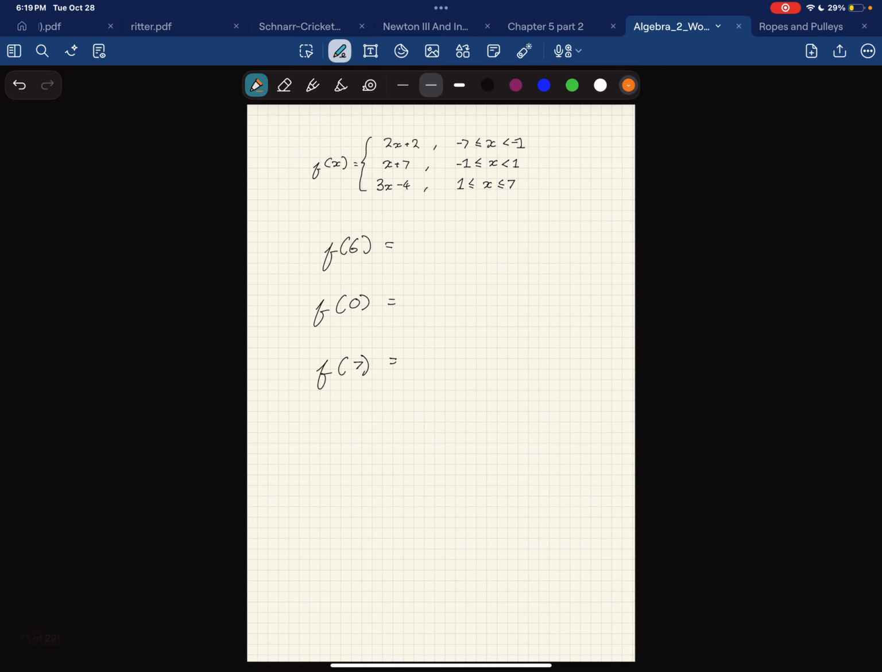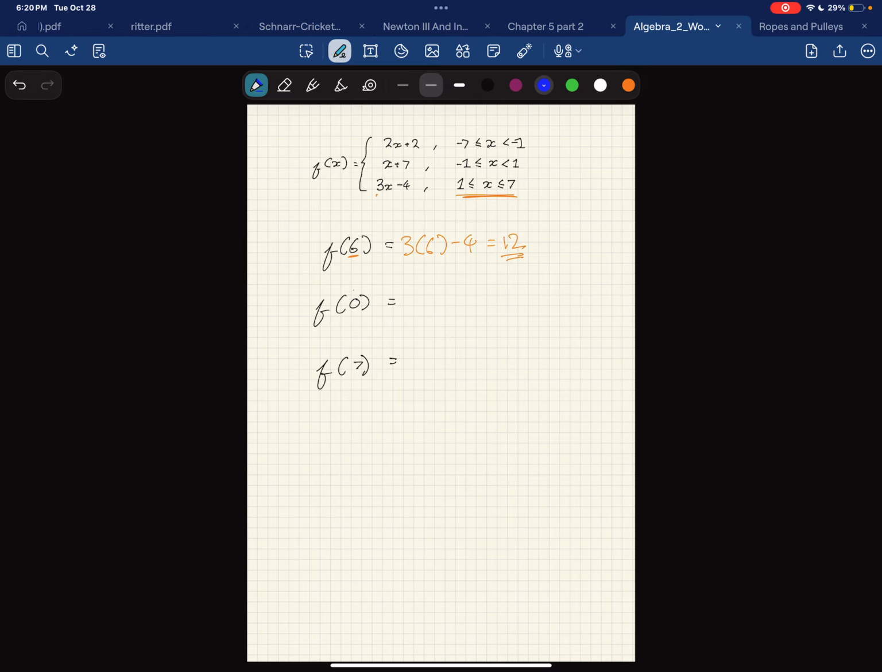Now, we can find function values the same way we did for the step function. Function outputs. So what if I want to know what f of 6 is? I go to the definition, to the region where f of positive 6 exists. I see it exists only here. So the function is 3x minus 4. So f of 6 is going to be 3 times 6 minus 4. That's 18 minus 4, which is 12.